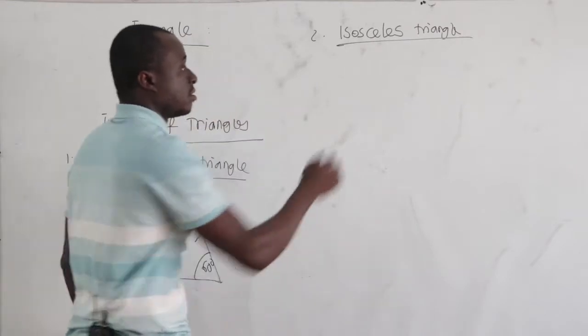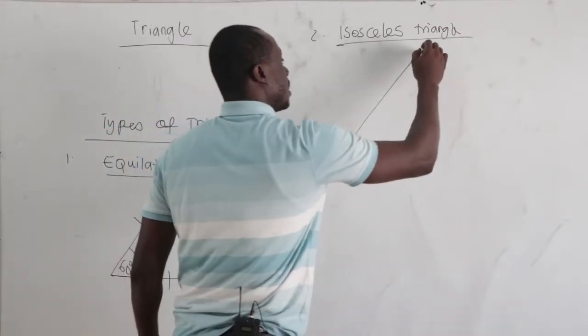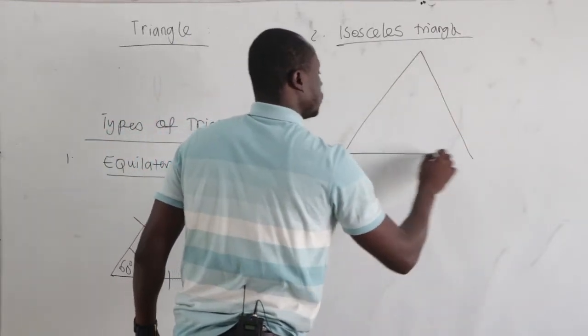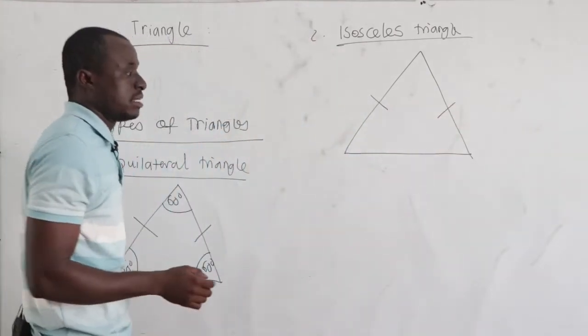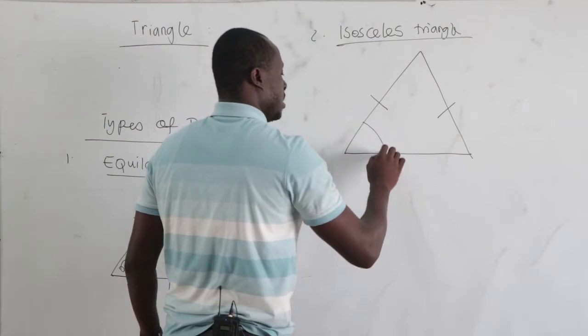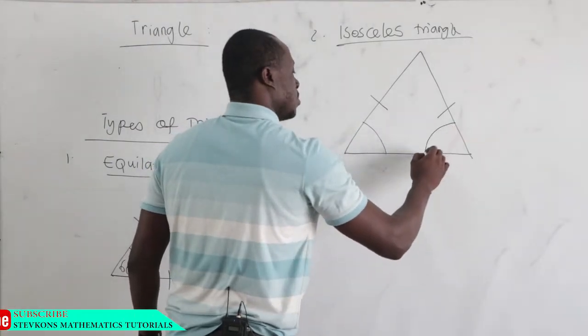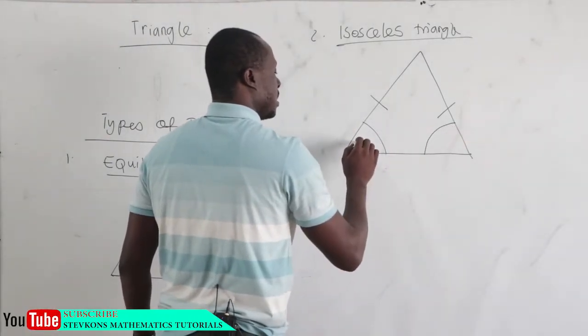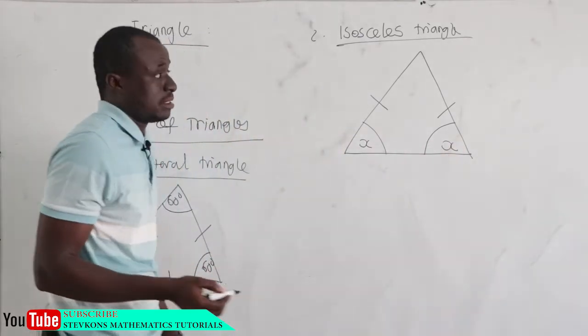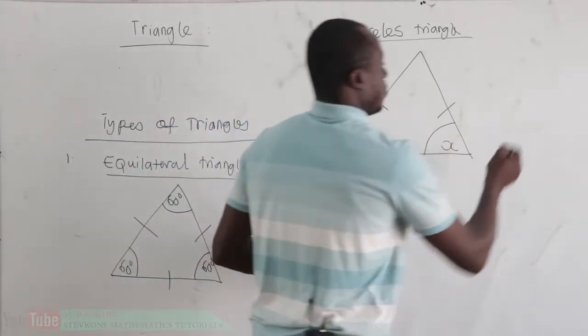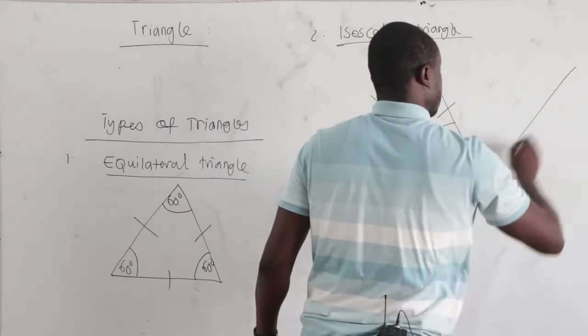Isosceles triangle. With isosceles, 2 sides are equal. So this side and that side are equal, 2 sides. And the base angles too are equal. So if the angle here is x, then the angle here too must be x. Now we can have this diagram, and we can also have a different diagram like this.